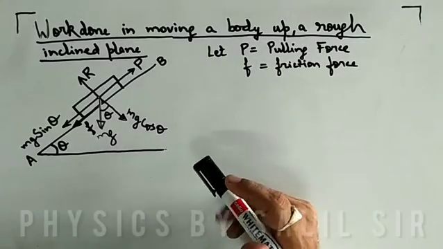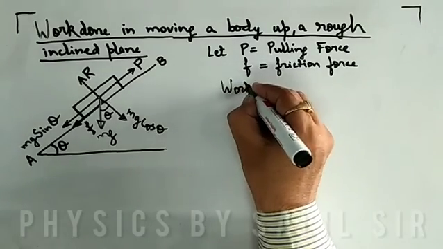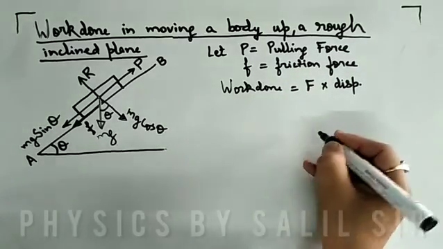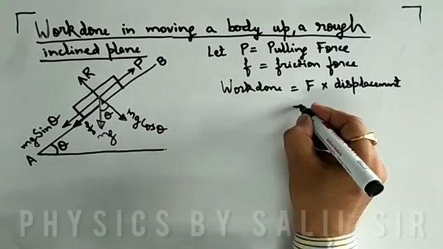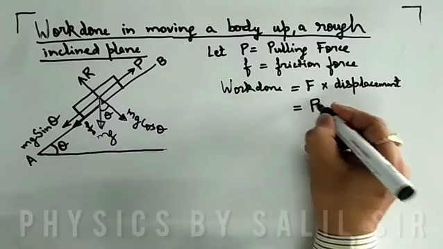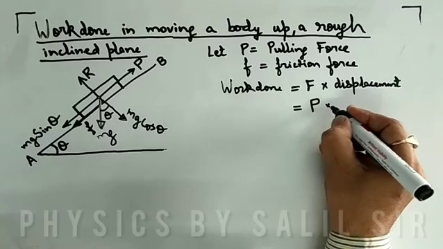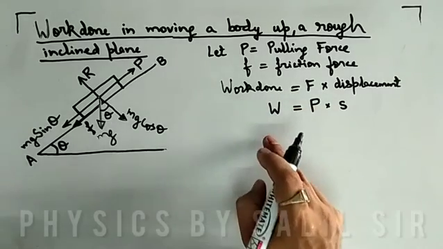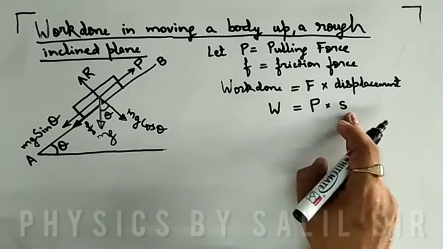ओके, आप लोग ने क्लास 9th में पढ़ा था that work done, suppose W is the work done, work done is equal to force into displacement. पढ़ा था कि नहीं? This is displacement. Okay, and here P is the pulling force, so we can write P in place of this F, and in place of displacement we can write a small s. So W is indicated by work done. So W is equal to P into S.